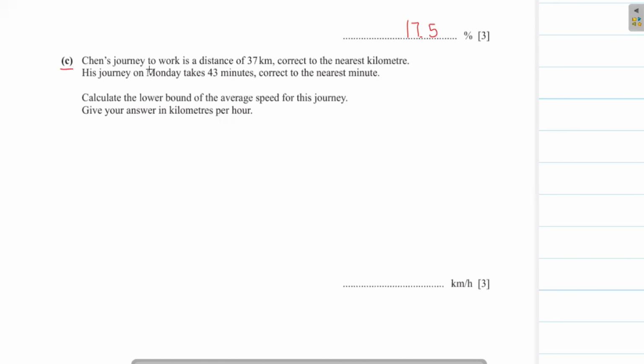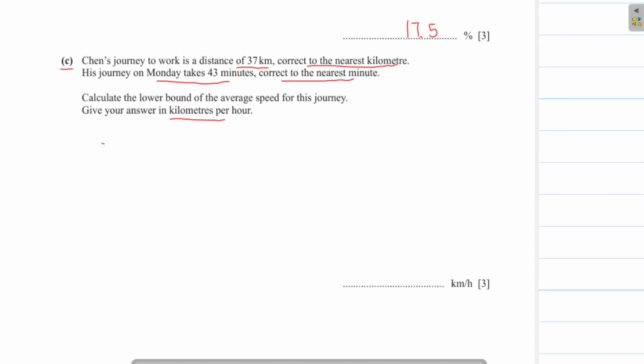Part C. Chan's journey to work is a distance of 37 kilometers, correct to the nearest kilometer. His journey on Monday takes 43 minutes, correct to the nearest minute. Calculate the lower bound of the average speed of his journey. Give your answer in kilometers per hour.